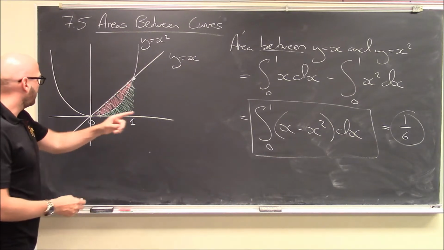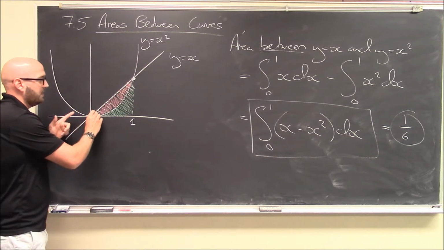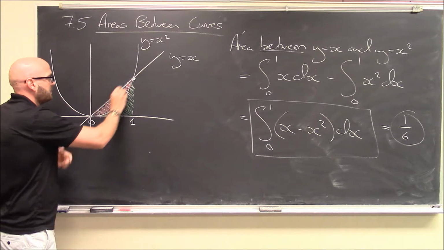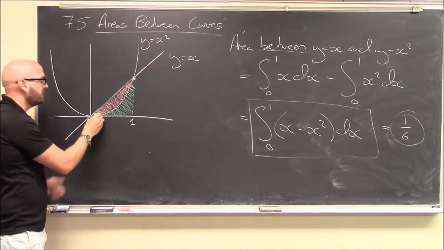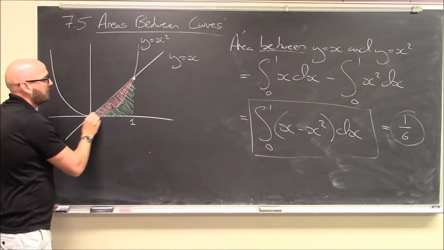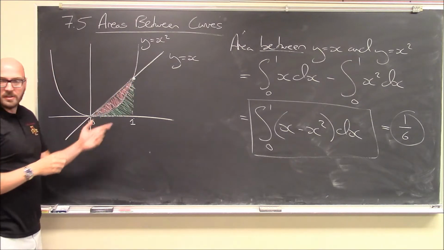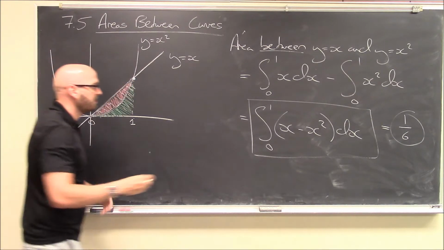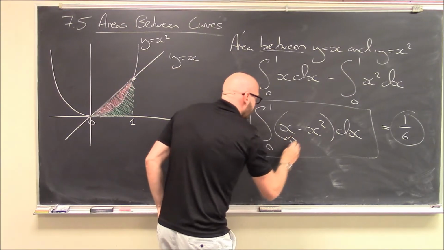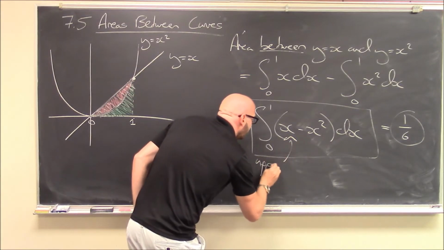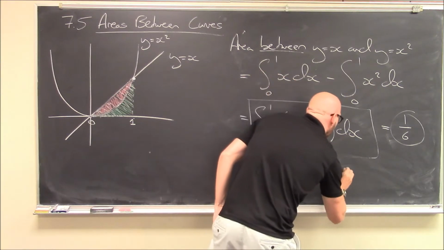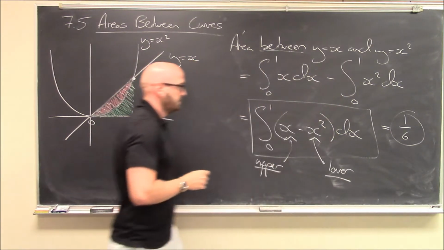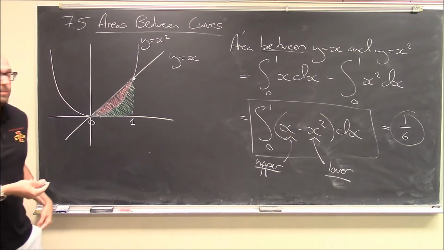So how do we get this? Well, all that's really happening is we're taking the integral of the upper function, the upper curve, the one that's further away from the x-axis, minus the lower function, the one that's closer to the x-axis, has the smaller y values. So this is the upper function, and this is the lower function. And this is how you find area between curves.